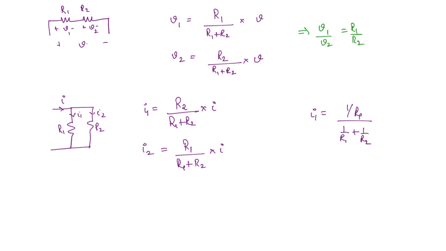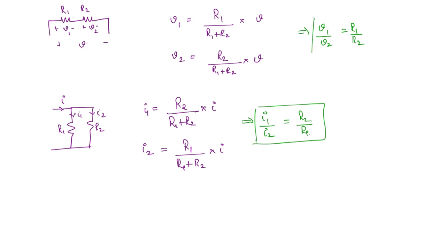So the voltage division is according to the resistors. But here I1 by I2 you will be getting as R2 by R1. That means they are inversely proportional to their resistance. In I1, 1 by R1 is there on the other side. So this is what I want you to remember, the contrast between voltage and current division.